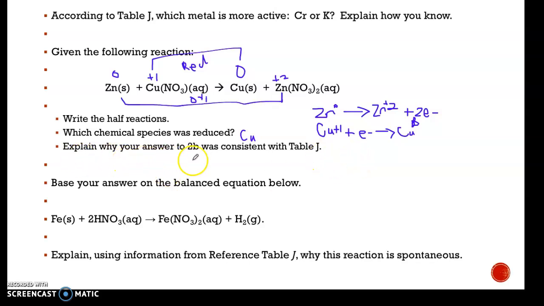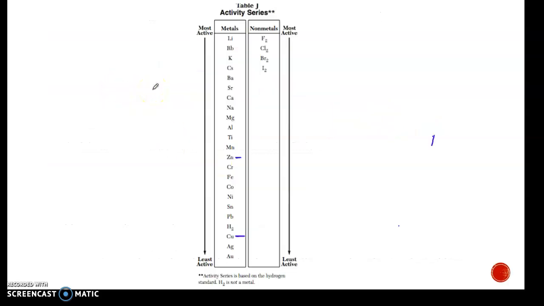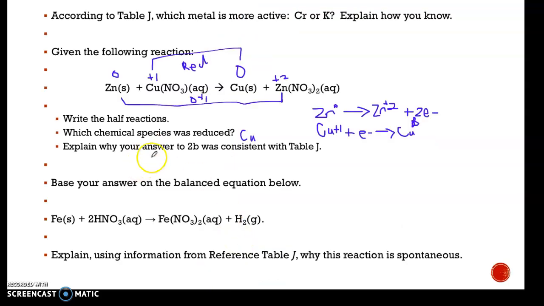Explain why your answer to 2B was consistent with Table J. Well, Zn is more active than Cu according to Table J, which we can see here. Zn is more on top than Cu. So this reaction is supported by Table J because Zn is then going to replace Cu in the equation, which it does right here.